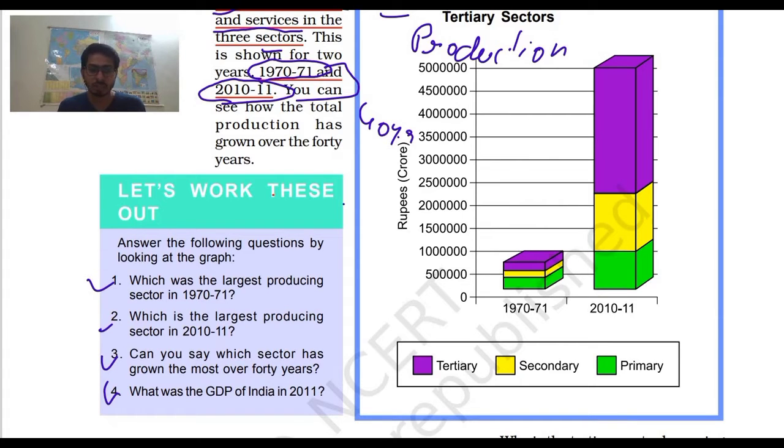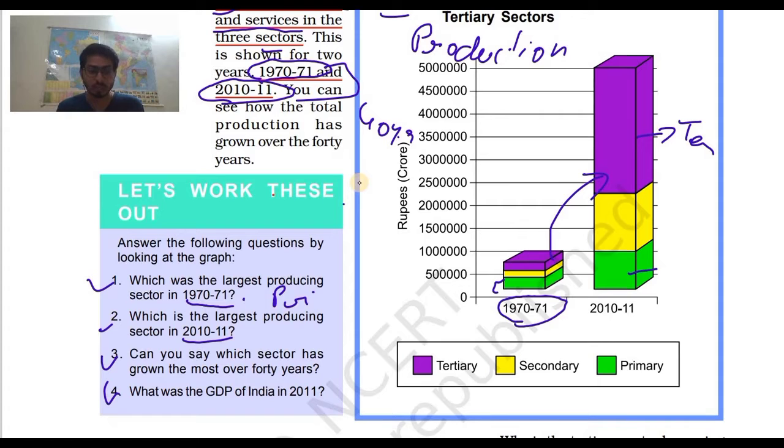Which is the largest producing sector in 1970-71? Of course, the answer is primary. As you can see, the share of the primary sector is more, and it is shown in green color. The second question is, which is the largest producing sector in 2010-11? Of course the answer is the tertiary sector. Then next, can you say which sector has grown the most over the 40 years? The answer is the tertiary sector.